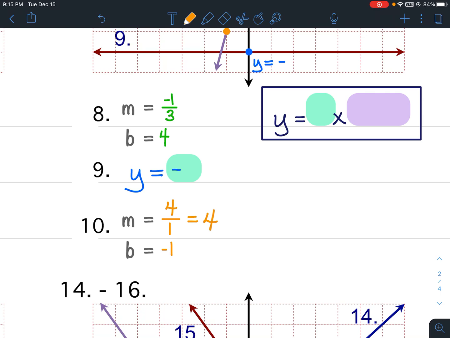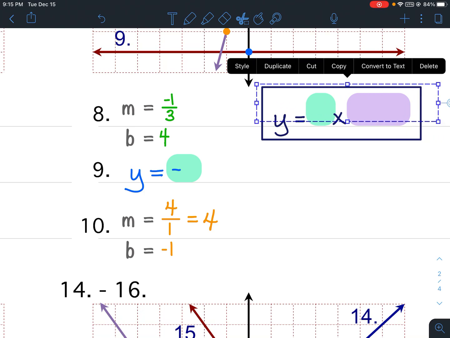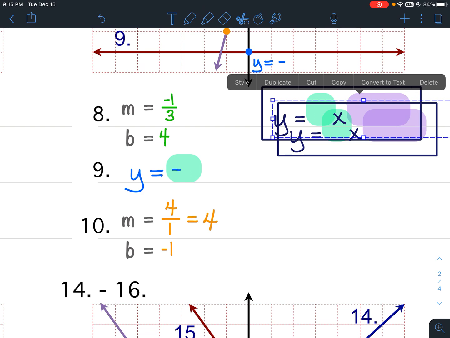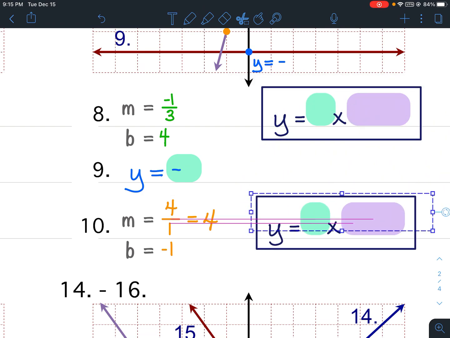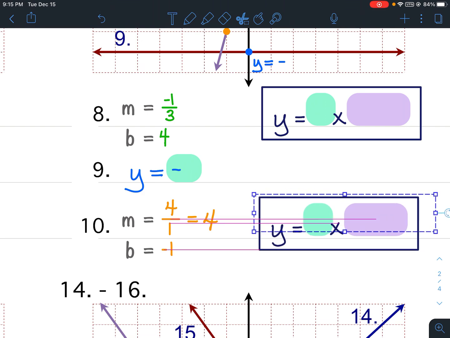All right? So now you're going to do the same thing as what you did up here. You're going to find that equation. M will go in front of x. The y-intercept goes behind x.